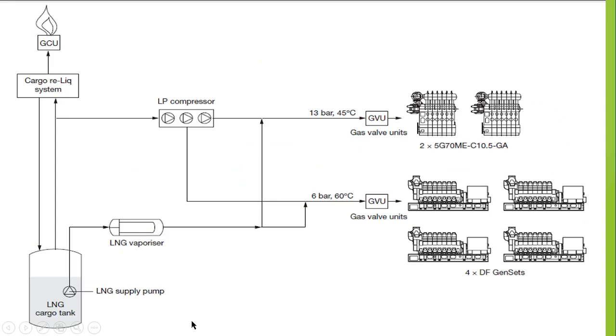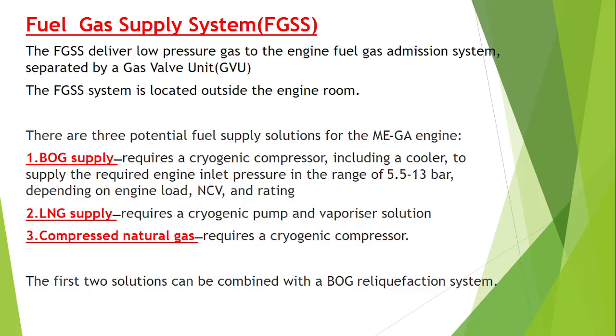For example, let's see here, it is an LNG cargo tank and LNG supply pump. From here it is pumped to a vaporizer. From the vaporizer it is split in two parts. One part goes to the main engine and the other part goes to the generator, of course all through the GVU. What is GVU? Gas valve unit. The second is the boil off gas, which is reliquefied, and after being reliquefied it is pumped through a compressor, and after that it is used in the main engine or in a generator. So this is how this fuel gas supply system works.